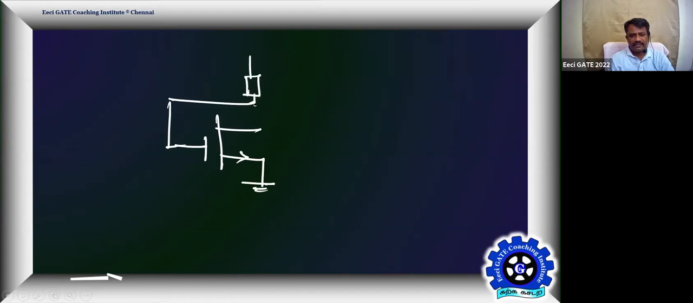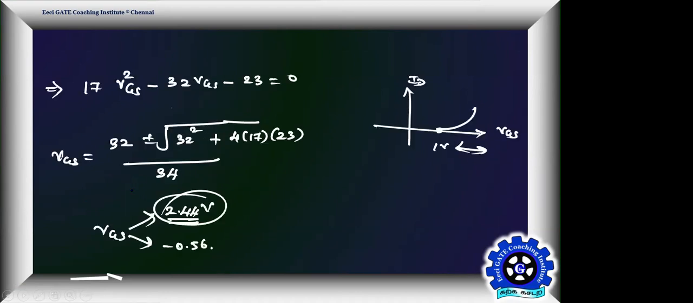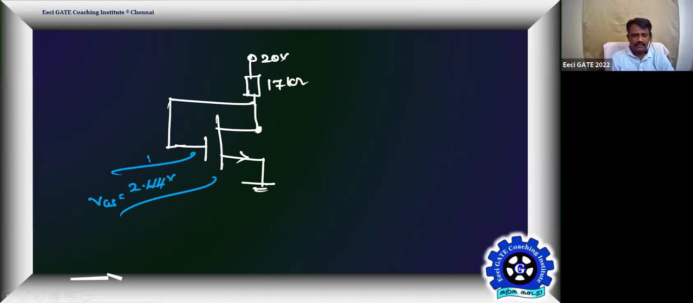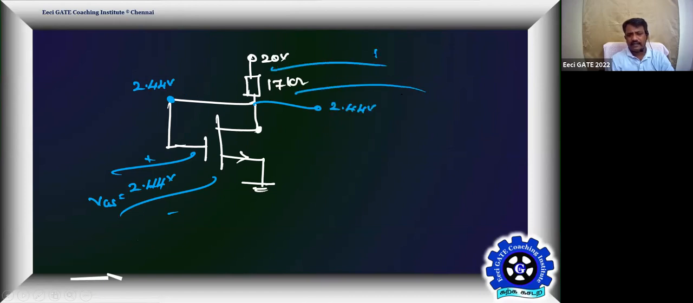Then we have the resistance 17 kilo ohm, and this point potential is 20 volt. The problem is about the current. You got the potential. What is the potential VGS? 2.44 volts. It's a rounded number, right? Then the gate terminal will be at what potential? 2.44. Then this point will be at 2.44. Then what's the drop across 17K? 20 minus 2.44, it is going to be 17.56 volt. And tell me what's the current now?